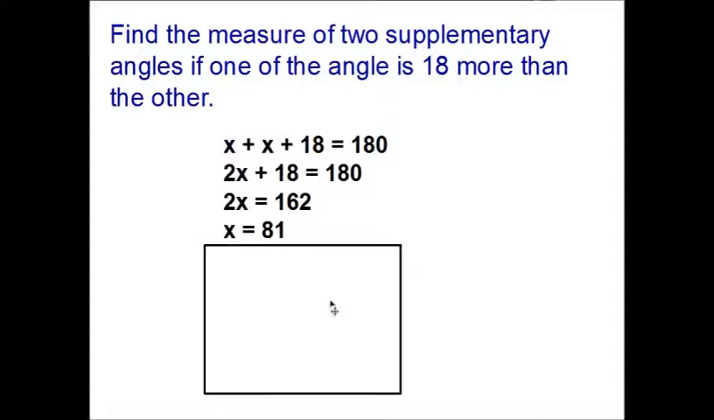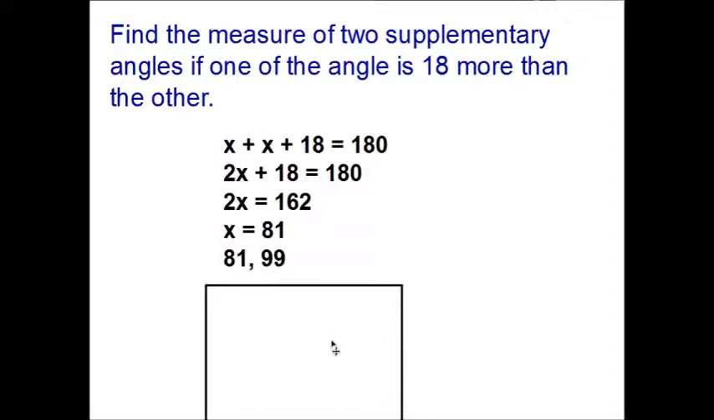x is 81. Are we done? Nope, didn't answer the question. The two angles are 81 and 99. Now to check to make sure that we're okay, let's go back. Is 81 plus 99 180? Sure is. Is one angle 18 more than the other angle? Absolutely.